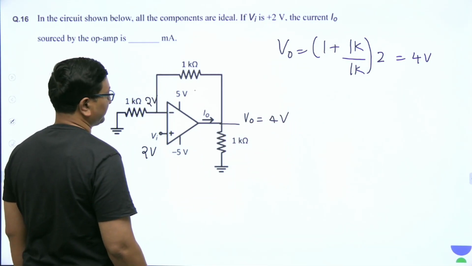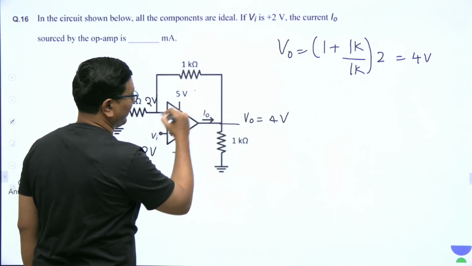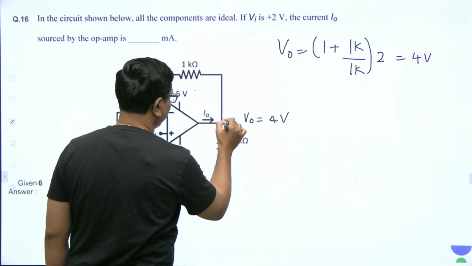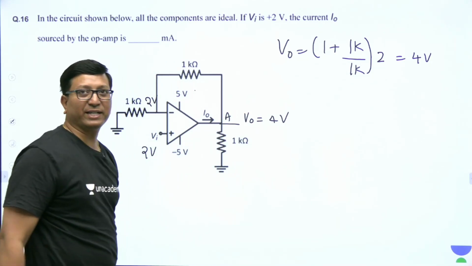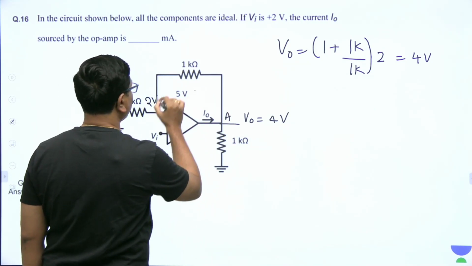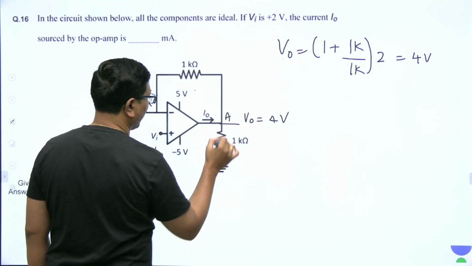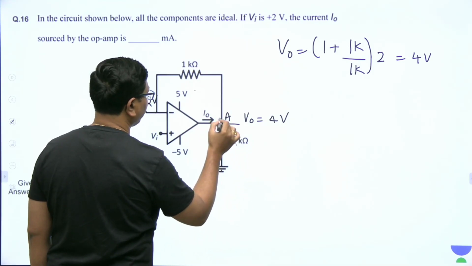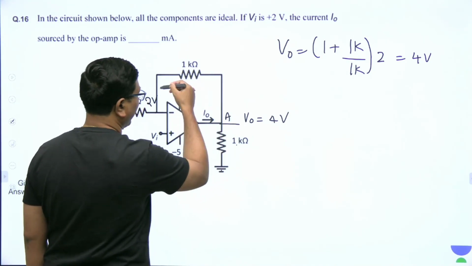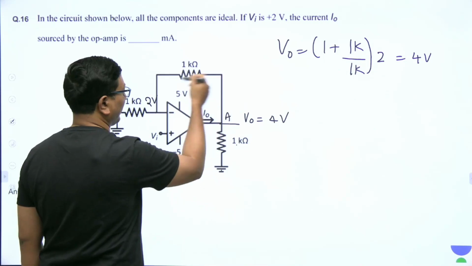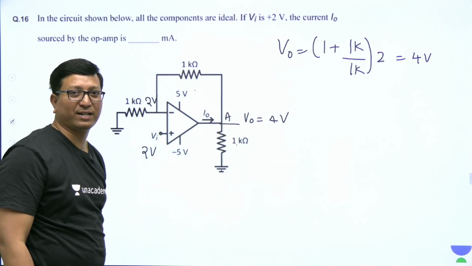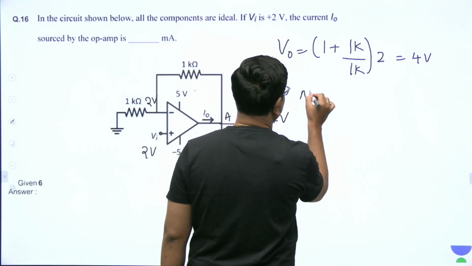Then they are asking us to find I0. So how to write I0? Let us take this node equation. Let me take this as node A. If I take node A, then V output minus 2 by 1 kilo ohm plus V output minus 0 by 1 kilo ohm minus I0 is equal to 0. I0 they are asking, anyway I0 is entering. I took V output minus 2 by 1k, that is the leaving current. V output minus 0 by 1k, leaving current. I0 is entering.